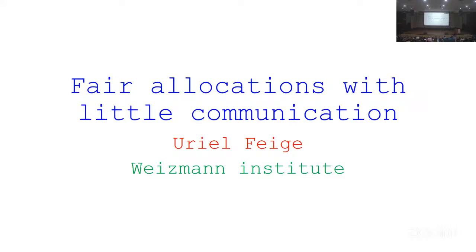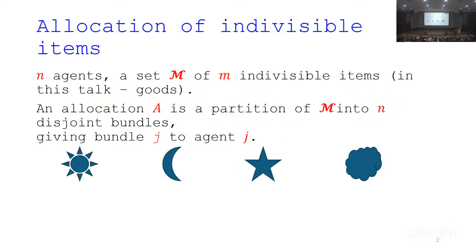The title of the talk is Fair Allocation with Little Communication. I'll start just with the basics. We will consider allocation of indivisible items. In our setting, there will be n agents and m items. Each item is indivisible. And in this talk, we'll think of items as goods, items that the agents want to receive. An allocation of the items is a partition of the set of items into n disjoint bundles, and you give each bundle to an agent.